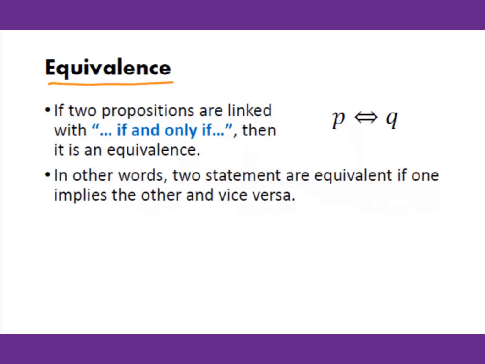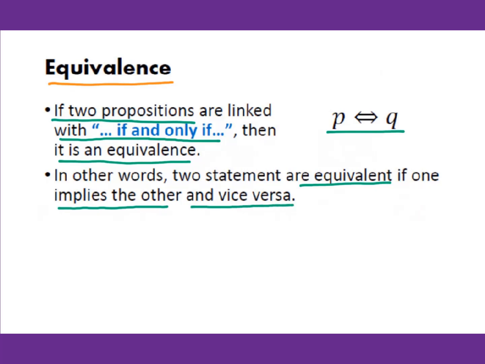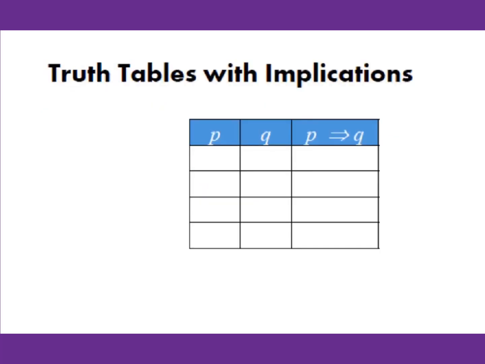Equivalence: if two propositions are linked with if and only if, then it's an equivalence. This is the way to show equivalence. In other words, two statements are equivalent if one implies the other and vice versa. Let's talk about two truth tables, starting with implication.